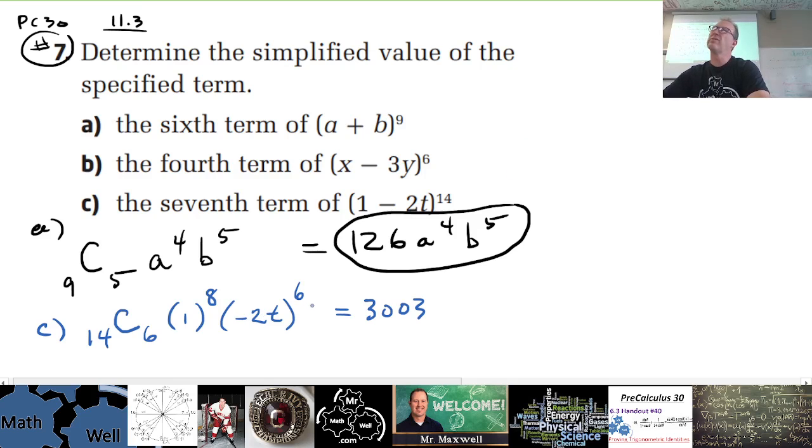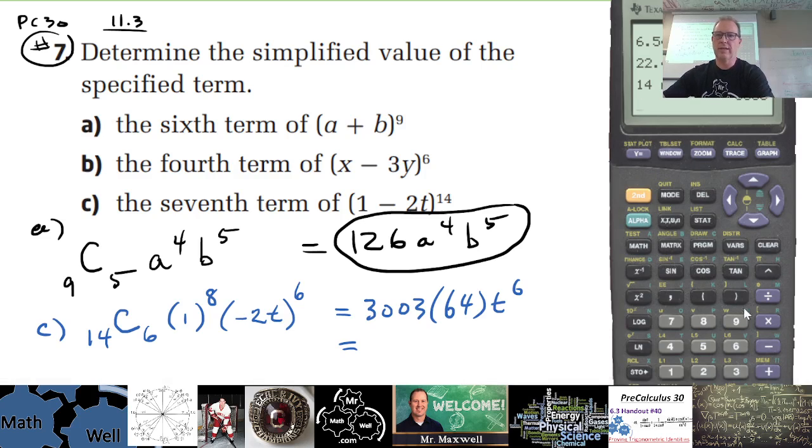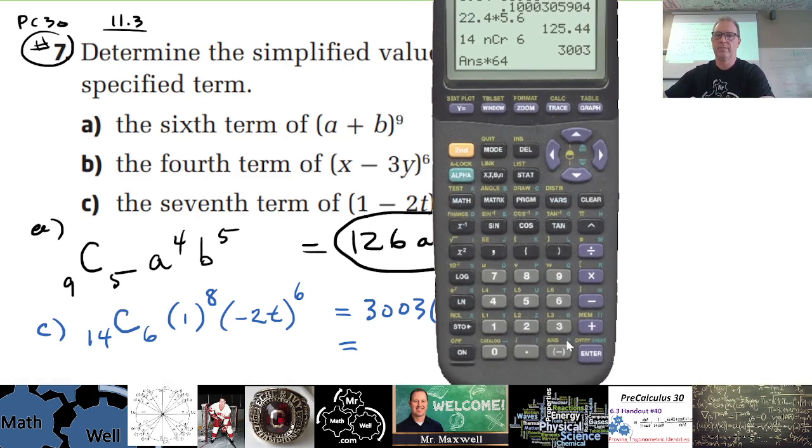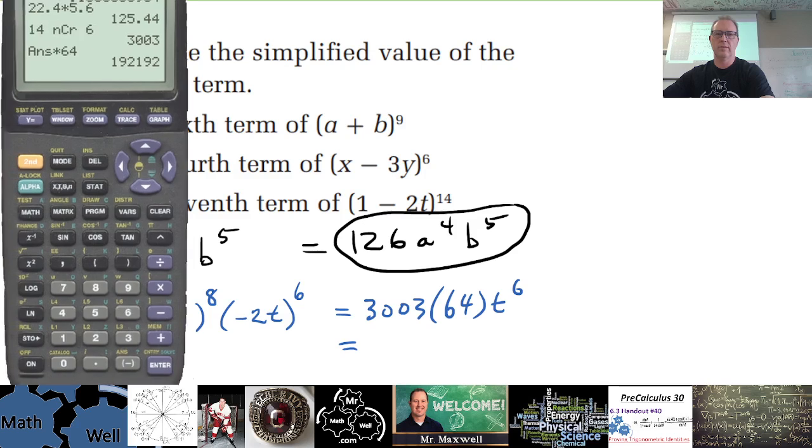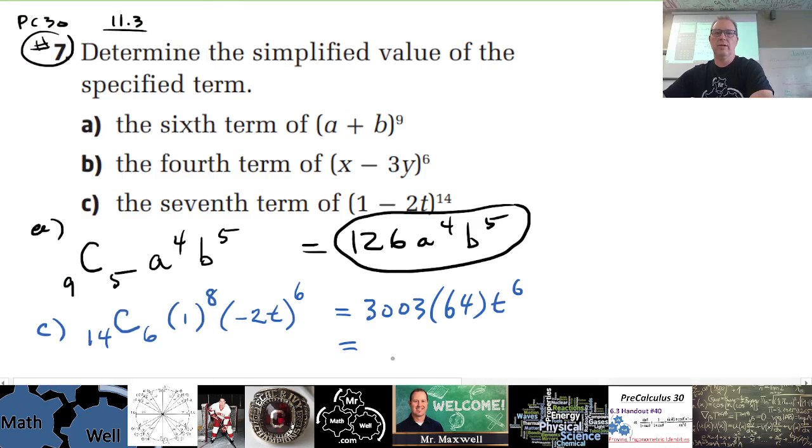What's negative 2 to the power of 6? Should be positive because it's an even exponent, and you should know what those powers of 2 are, up to 5 for sure. Like 2 to the power of 4 is 16, 5 is 32, so 6 would be 64, and then t to the 6. So 3003 times 64 is a big number. 192, 192, wow.